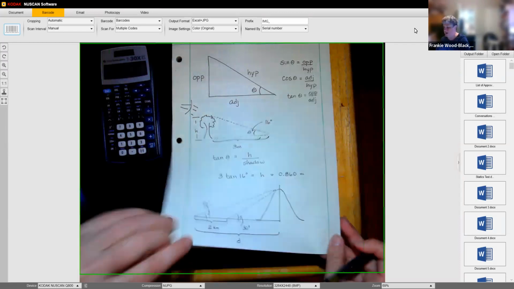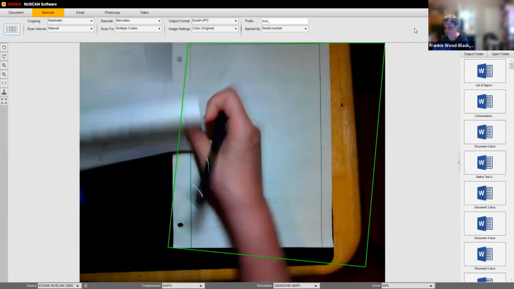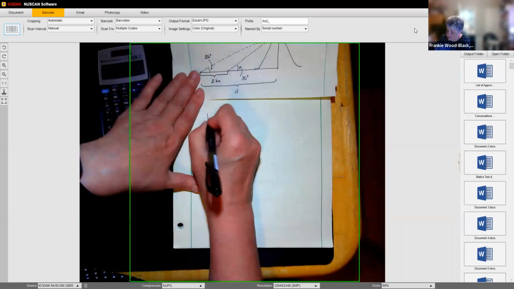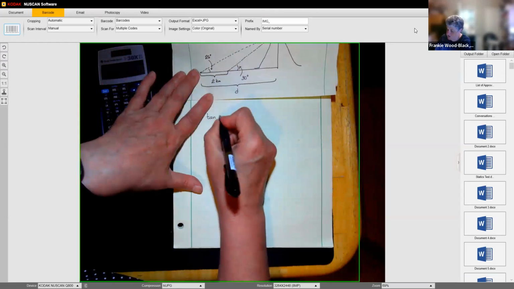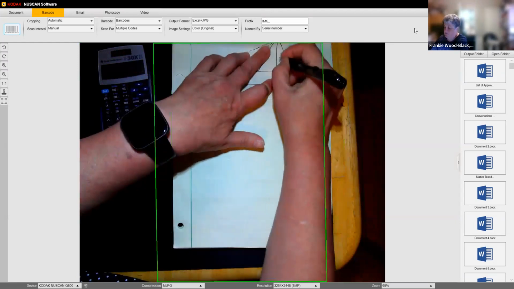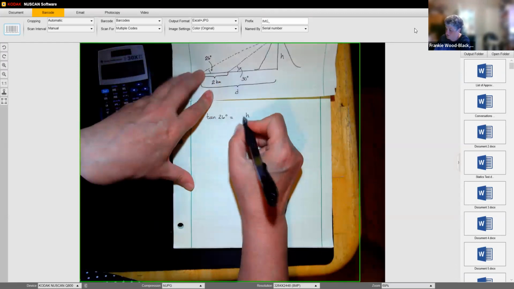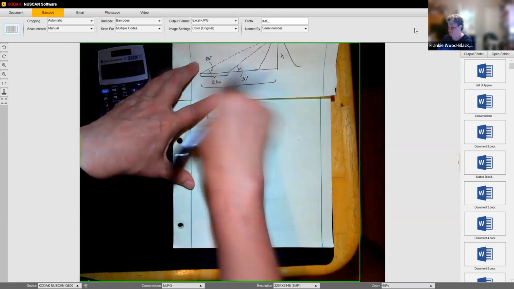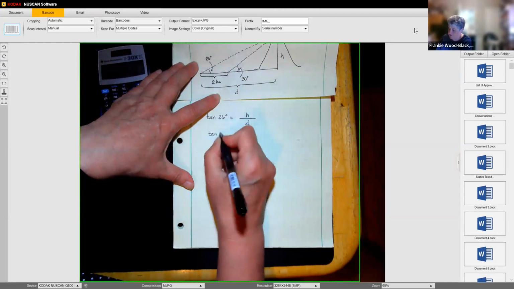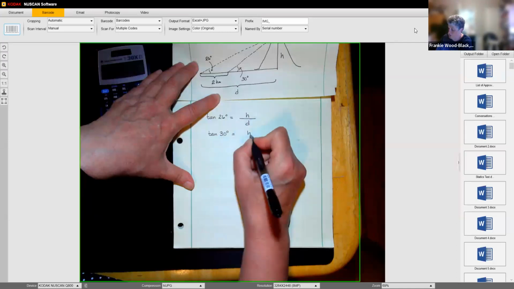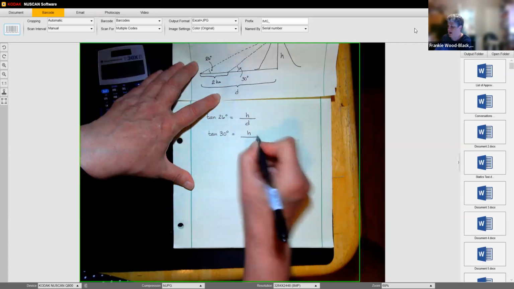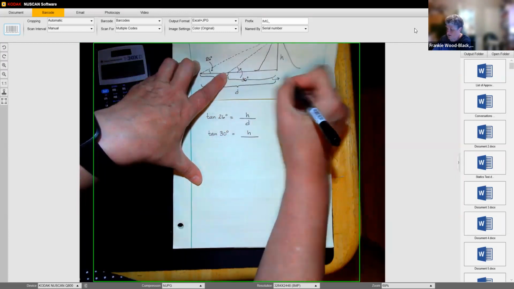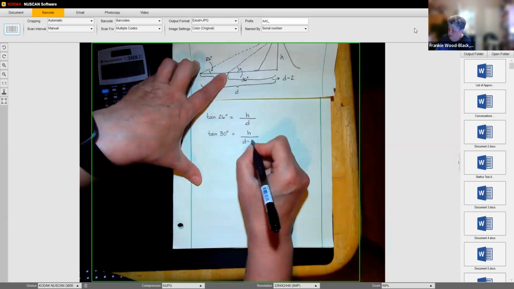So let's look at our 2 triangles here. I'm going to use the same tangent, but this time the tangent of 26 degrees is equal to the height of the mountain divided by D. That's this outside triangle, exactly what I just did. Now I can do the tangent of 30 degrees is equal to the height of my mountain over this side here, this part right here, which is D minus 2. So I'll put that in here as D minus 2.